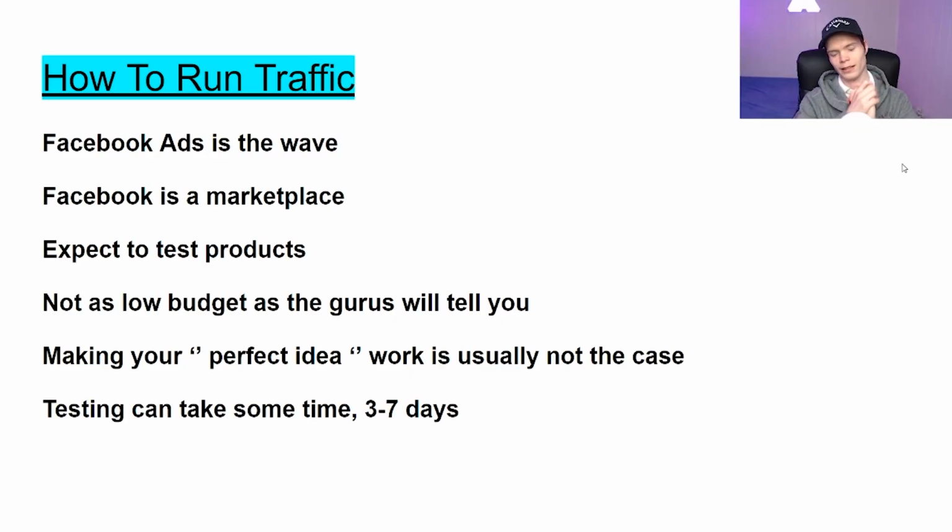So Shopify, like I said earlier, is not as low budget as the gurus tell you. You'll probably have to spend some money. You guys all have the perfect idea: I'm going to do this and I'm going to do that, and you think that is going to work. It's usually not the case. That is just the truth, so you will have to figure that out.